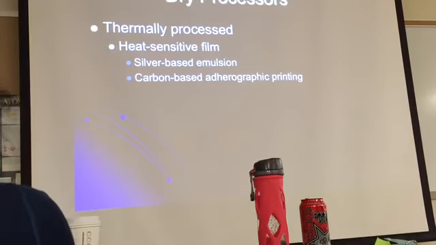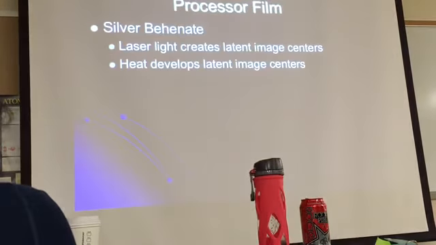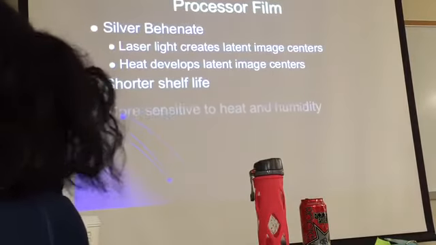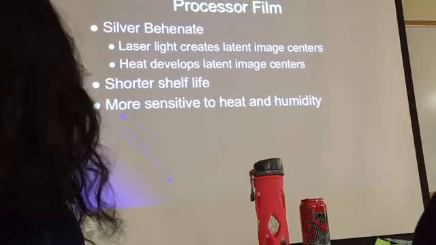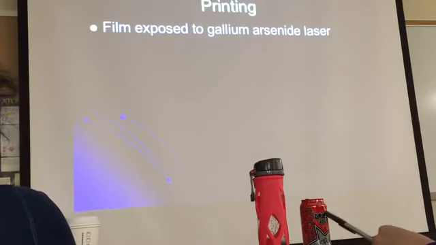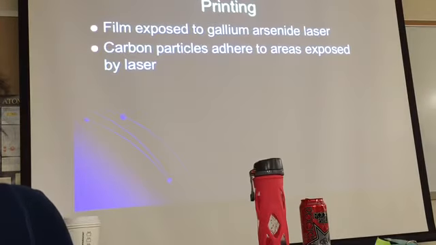A dry processor, heat-sensitive film. There's the thermally processed silver-based emulsion. The silver behenate: laser light creates latent image centers, and heat from the laser latent image will actually create the image on the film. Shorter shelf life, more sensitive to heat and humidity than the other types. This is the film exposed to a gallium arsenide laser. Carbon particles adhere to areas of exposure.